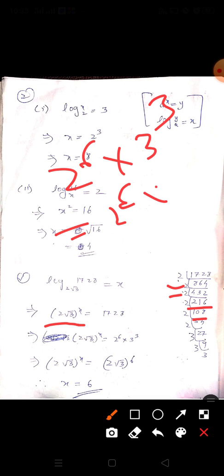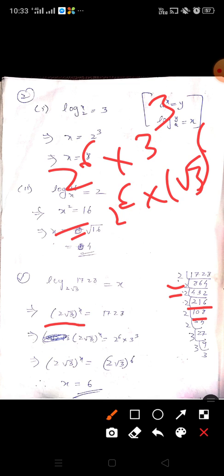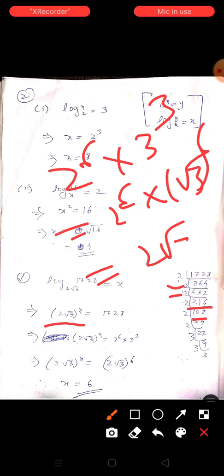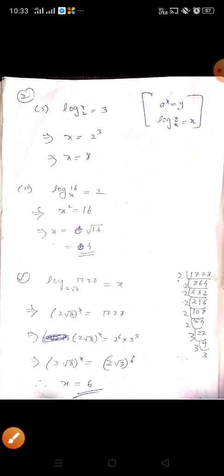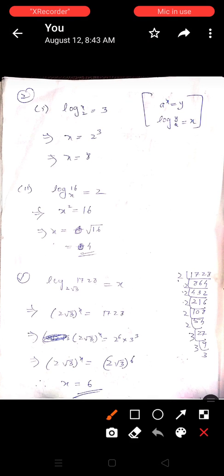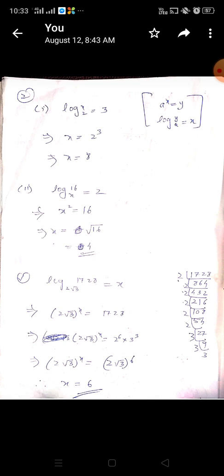2 to the power 6 into 3 to the power 3 we can write as root 3 to the power 6. Ultimately we can write it as 2 root 3 to the power 6. So that is why I am writing here 2 root 3 to the power x equal to 2 root 3 to the power 6. 2 root 3 cancel. So x equal to 6.